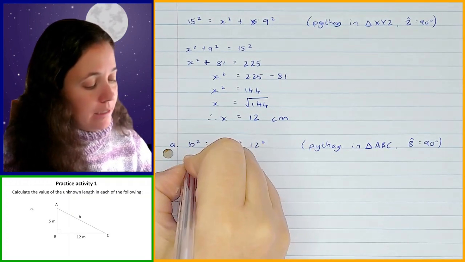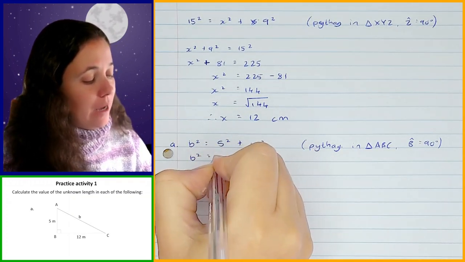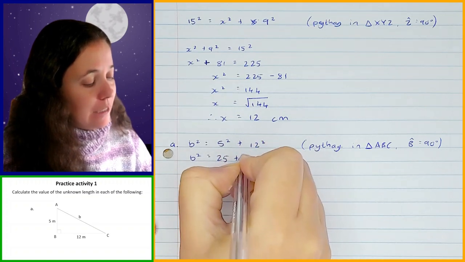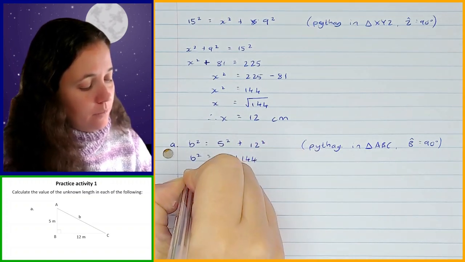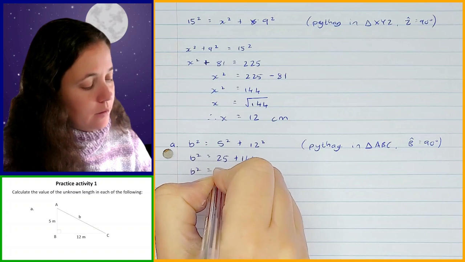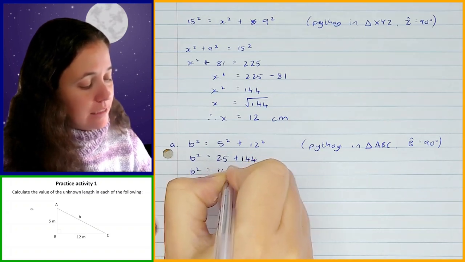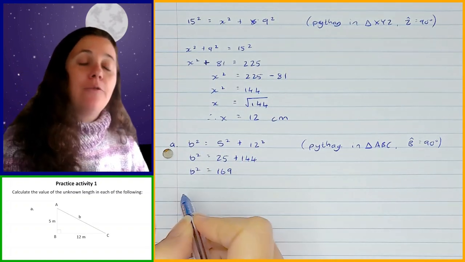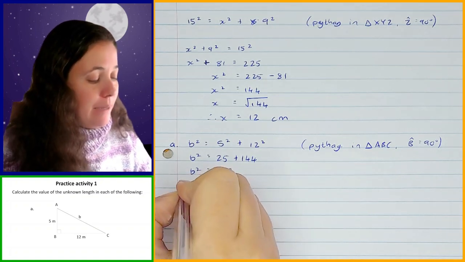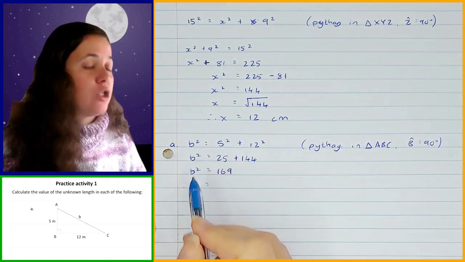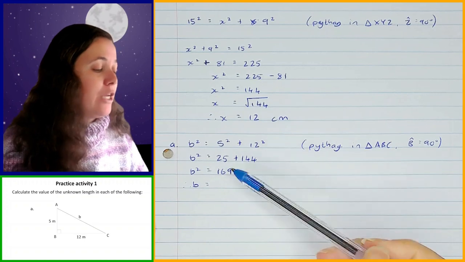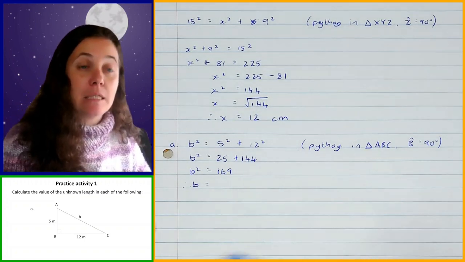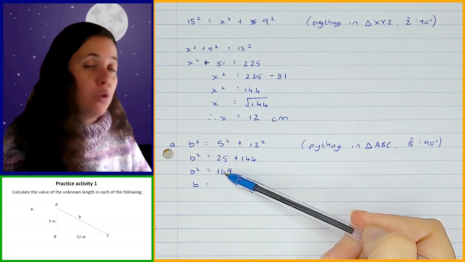So B squared is equal to 25 plus 144. And that is equal to 169. Okay, so now if B squared is 169, that means that B must be equal to the square root of 169. Now, you don't have to write square root of 169 like I did in this example. We can work it out straight away.